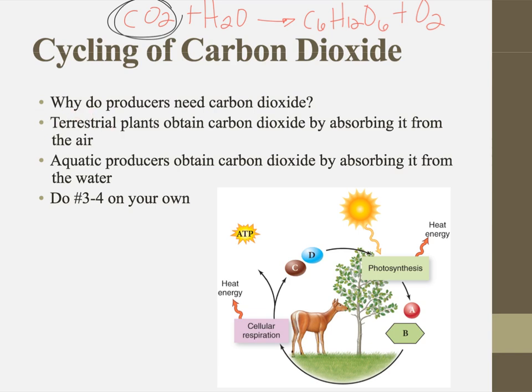So this word terrestrial means land. So these land plants, land algae, land photosynthetic bacteria are obtaining carbon dioxide by absorbing it from the air. Aquatic producers, so plants, algae, things like that that live in the water that still need this carbon dioxide for photosynthesis, are absorbing it from the water. Okay, so the same equation holds true, but depending on where a producer lives, they might be getting that carbon dioxide from different sources.